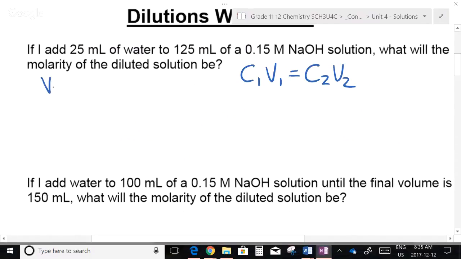So how much of this stuff do I start with? What's my initial volume in this question? I'm adding 25 to 125, so I'm going to have 150. Am I going to have 150 at the beginning or at the end? Good, so volume 2 is 150. What would volume 1 be then? Very good. What else do I know?